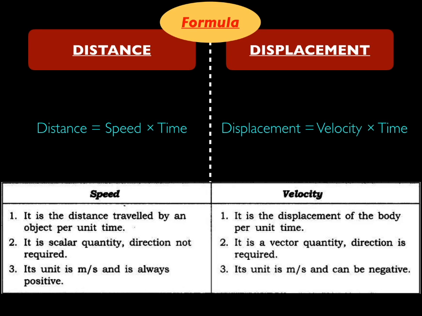Speed is the distance traveled by the object per unit time. The velocity is displacement of the body per unit time. Speed is a scalar quantity, hence the direction is not required, whereas velocity is a vector quantity, here direction is required. The unit of speed is meter per second and it is always positive, whereas the unit of velocity is same as the speed, that is meter per second, but the velocity can be negative.